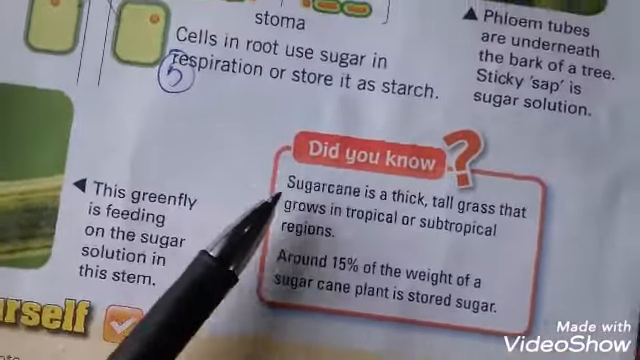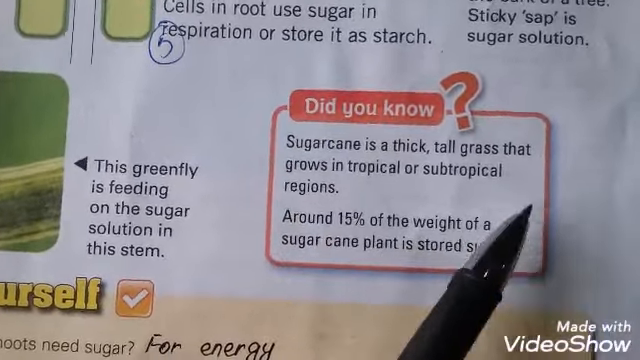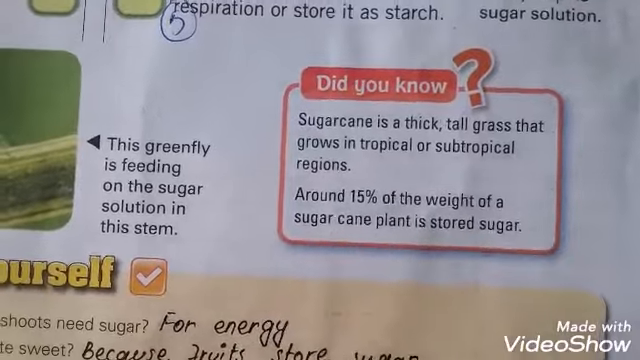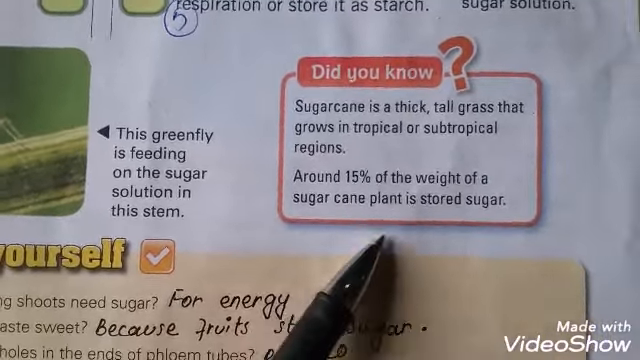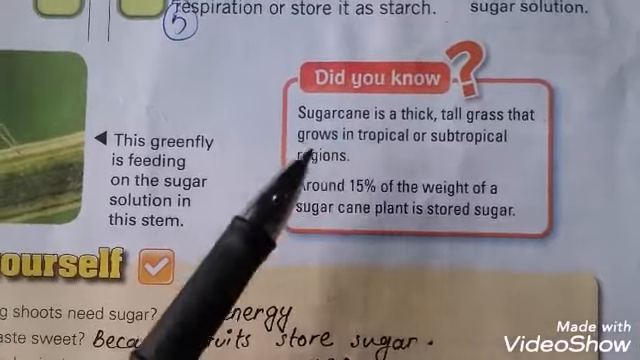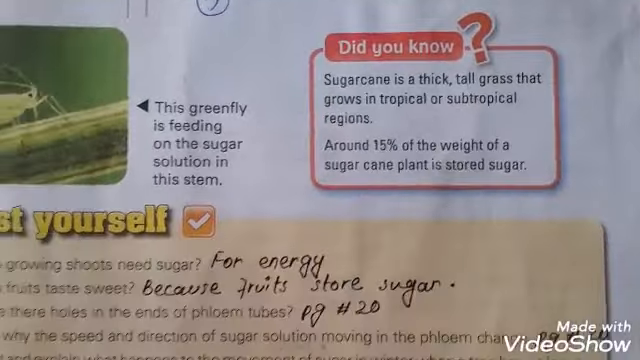Did you know, sugarcane is a thick, tall grass that grows in tropical and subtropical regions, and around 15% of the weight of the sugarcane plant is stored sugar. Around 15% of the weight is stored as a sugar solution.